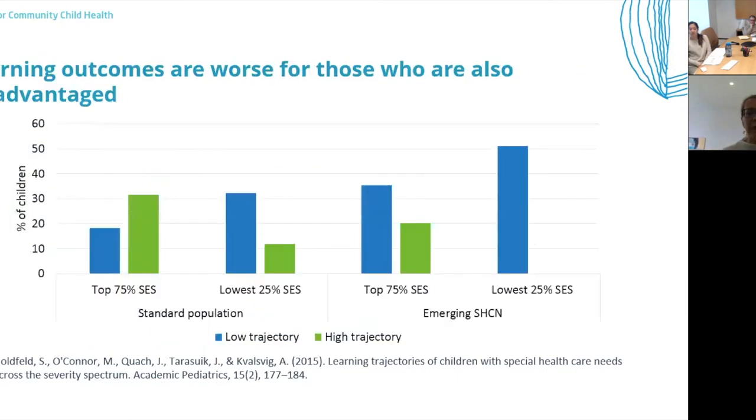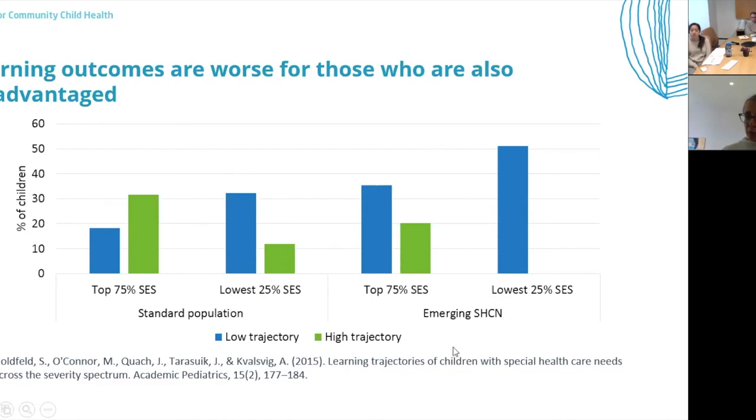And then if we look at how these kids are doing on those trajectories, it won't surprise you to know, if you look at the standard population, not the children with additional needs, and you look at the top 75%, you can see that in the top 75%, there is a higher proportion of children in the high trajectories, and in the lowest 25%, there is a high proportion of children in the low trajectory, but still some children in the high trajectory. So there are some protective factors.